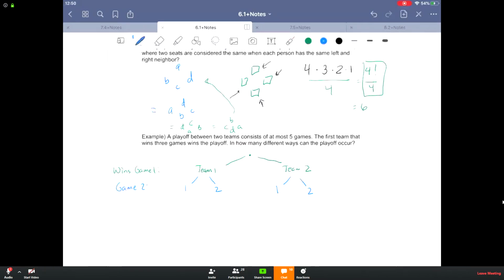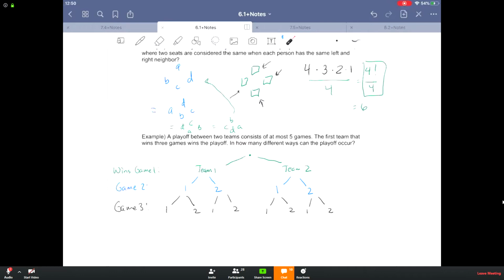Okay, so these are going to start to branch off, you'll see, into different cases. Each one of these numbers from game two is going to branch off. So now for the third game, going down that way, team one wins, team two wins, team one wins, team two, team one, team two, team one, team two. Are there any questions up to here?